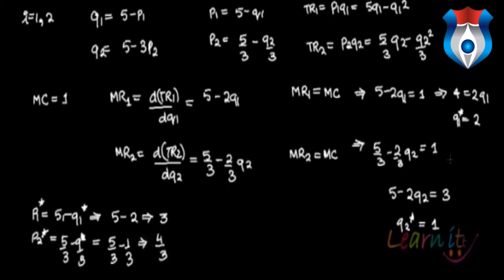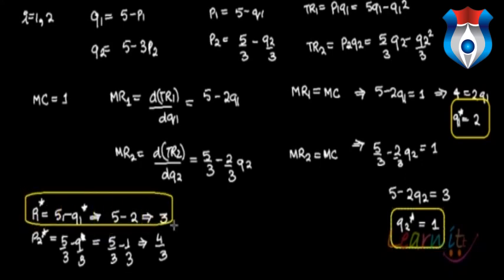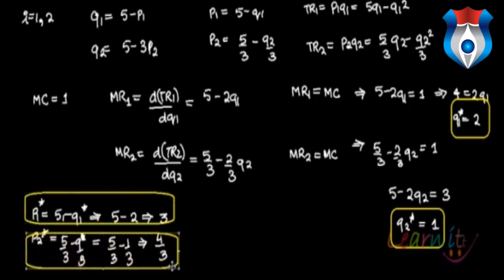So what we have got is Q1 star, which is 2. Q2 star is 1. We have got P1 star as 3 and P2 star as 4 by 3. Clear? So this is the way you calculate third degree price discrimination.